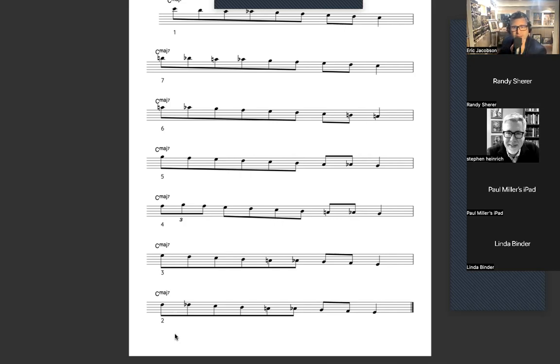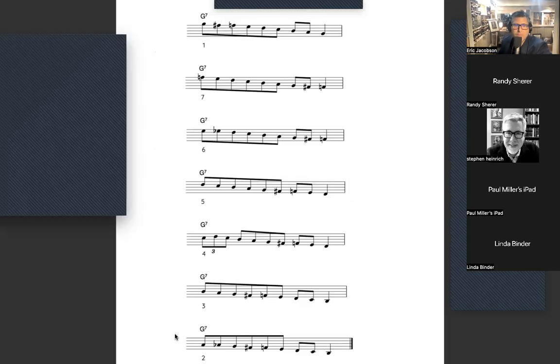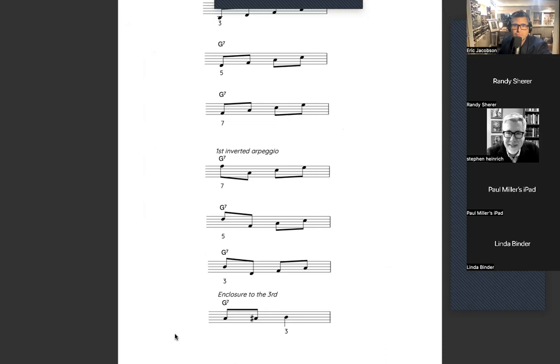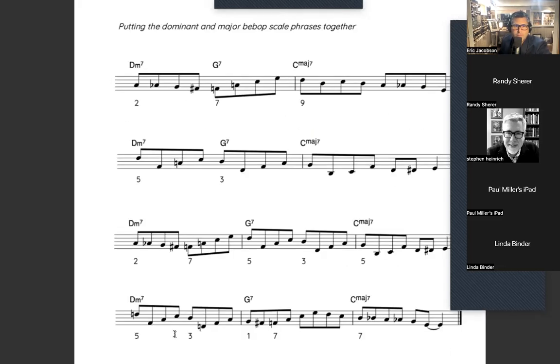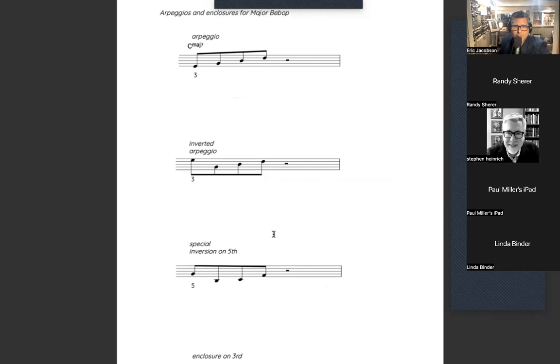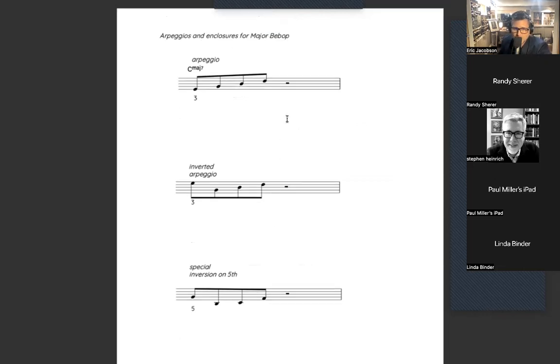Okay. Now, in your major bebop scale, you also have arpeggios that we can play. And we're going to go to that now. So let's see if I can find that. All right, here we go. For our major bebop, it's a little different than our dominant. We can play our arpeggio on the 3rd or the 5th, not the 7th, but the 3rd or the 5th. And we do some unique things with the 5th. Let's get to the 3rd first.